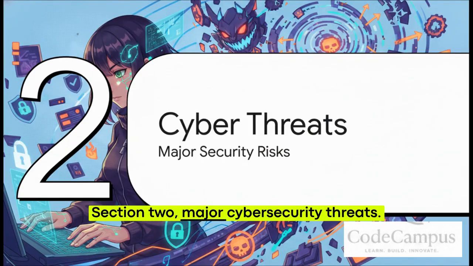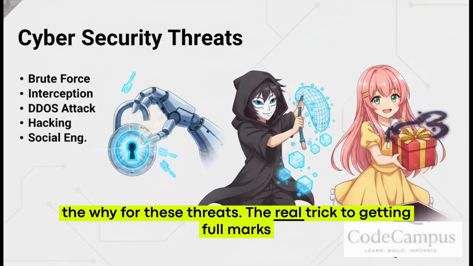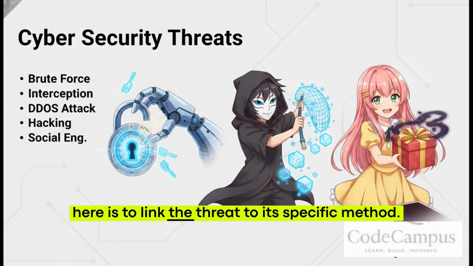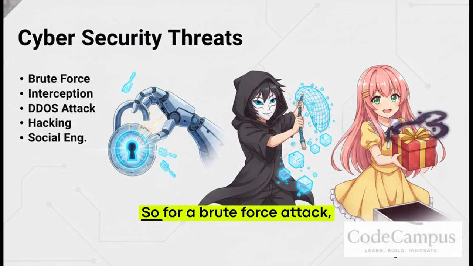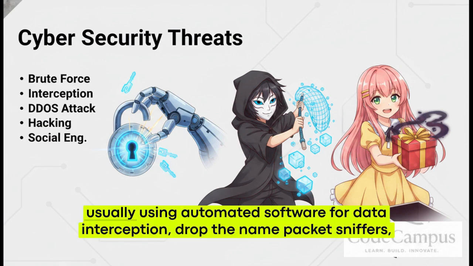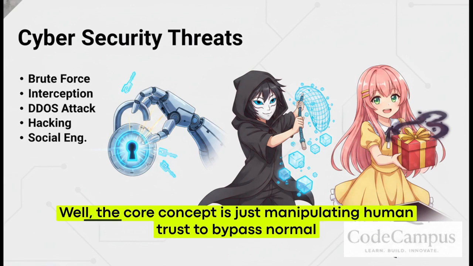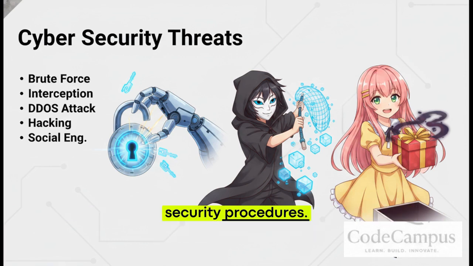Section 2. Major cybersecurity threats. Okay, you need to know both the how and the why for these threats. The real trick to getting full marks here is to link the threat to its specific method. So, for a brute force attack, you absolutely have to mention trial and error guessing, usually using automated software. For data interception, drop the name packet sniffers for wired networks, or war driving for wireless. And for social engineering, the core concept is just manipulating human trust to bypass normal security procedures.